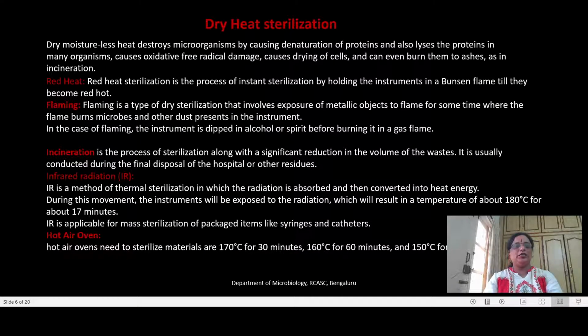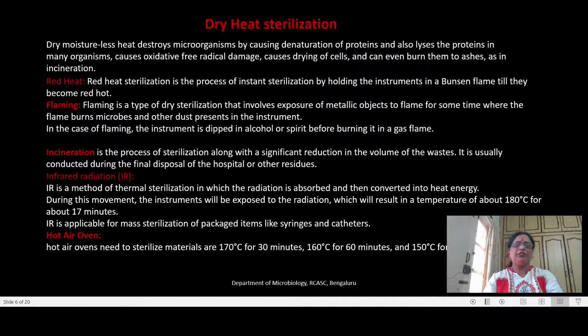We have the dry heat method of sterilization. Here the main mechanism is denaturation of protein, that is, without the involvement of moisture. Only with the help of heat we are going to destroy the protein. Because of the denaturation of the protein, lysis of the organism happens, and at the same time the high temperature may also burn the organism into ashes, as in the case of incineration.